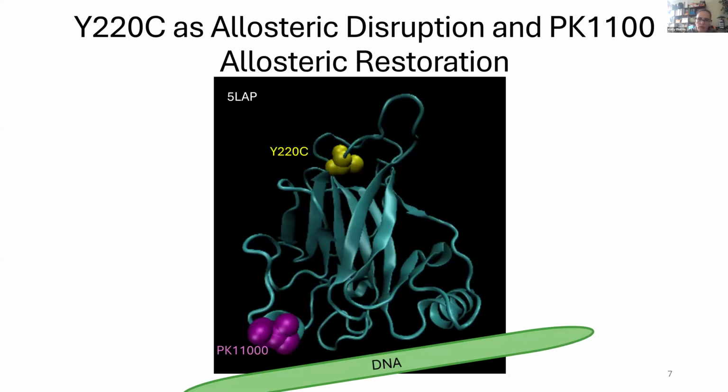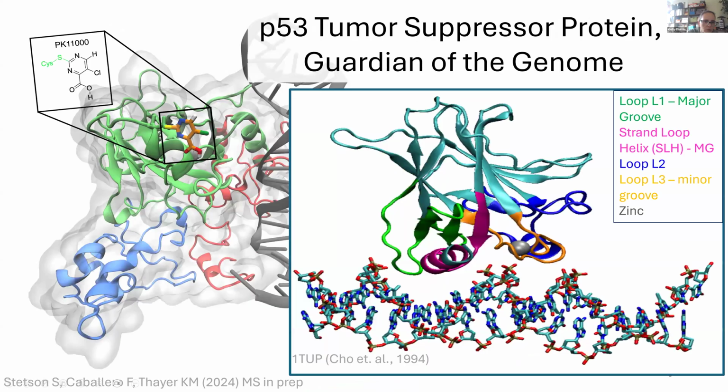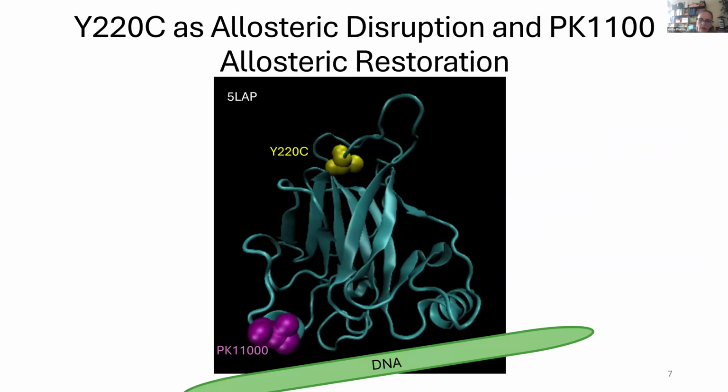So if we wanted to understand the allosteric restoration, I wanted to show you a little bit about the Y220C wonder drug. I mean, the PK11000 wonder drug here. So here's the Y220C mutation, which is clearly not near the DNA binding site. And here's the PK11000. Again, when you look at it in this view, it does look a little close to the DNA, but if you just poke here, you see it's actually above it here.